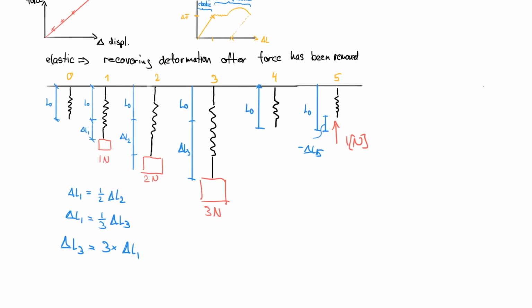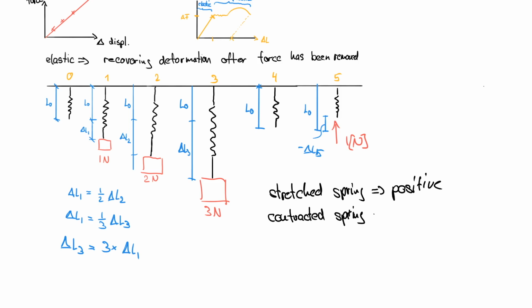And the first thing we need to understand is that everything that stretches a spring is considered positive. And that's easy to remember, right? So if you add some weight to it, you add length to it, and therefore you use the positive sign. So a stretched spring is positive. And on the contrary, of course, a contracted spring is negative.